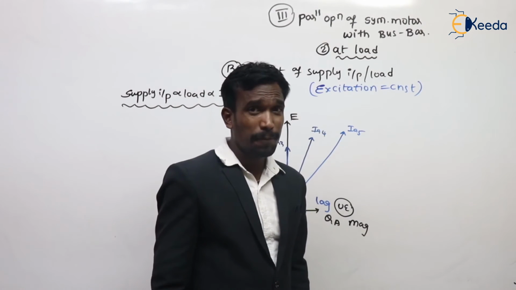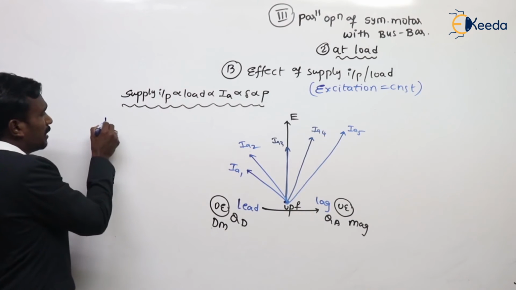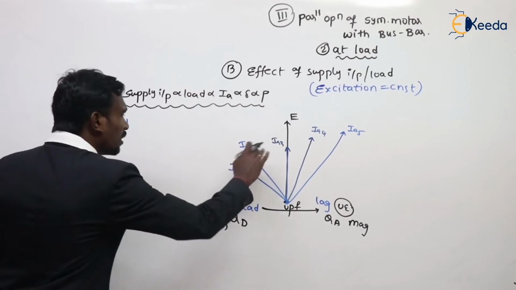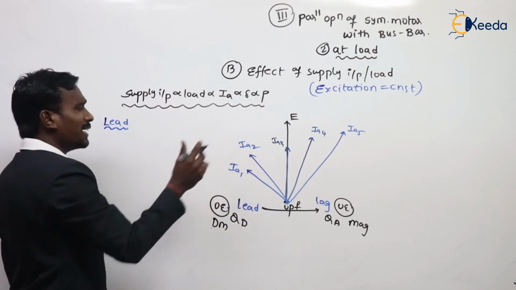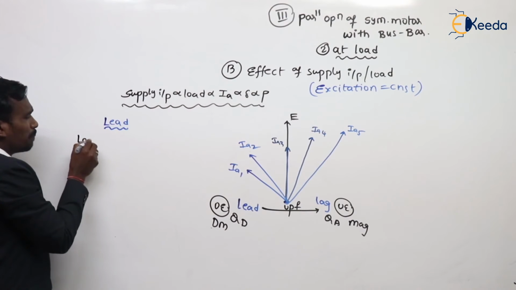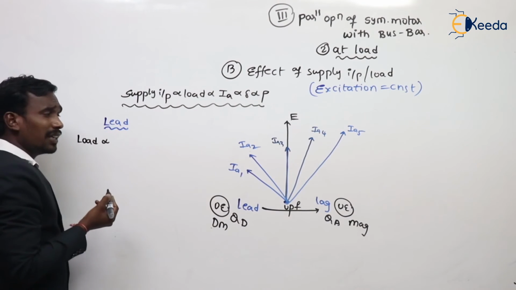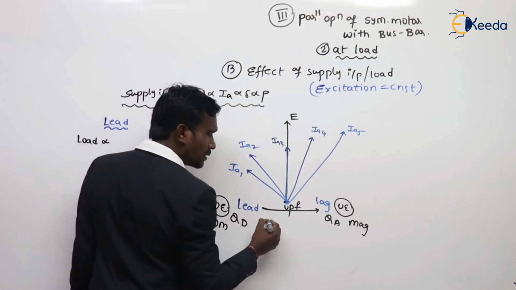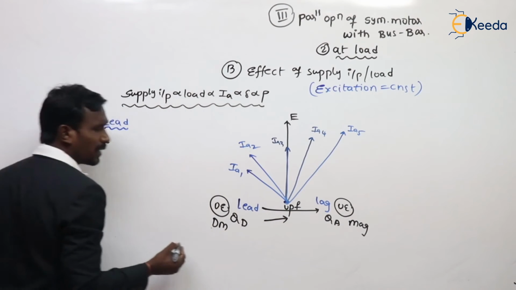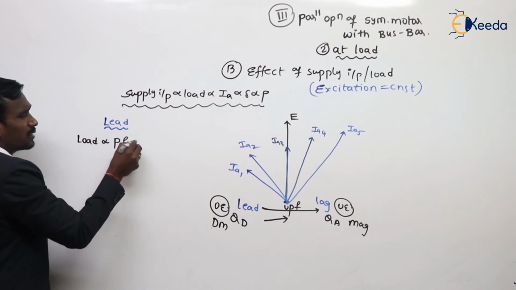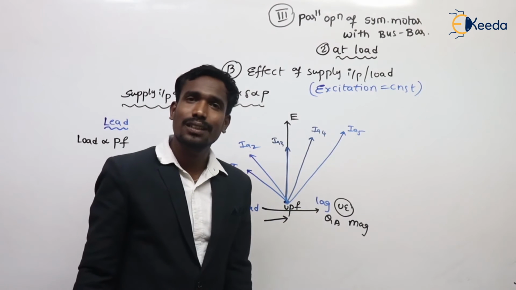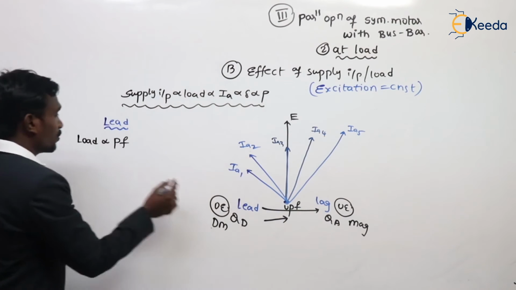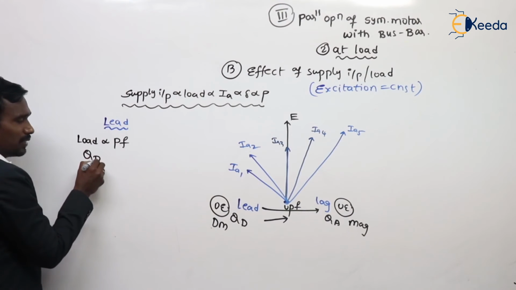Let's see, first for leading load. For leading load, when the load increases, IA increases, of course. When the load or supply increases, what happens to power factor? When the load increases, it goes from leading to unity power factor. So the power factor is directly proportional to load. This is very simple, right? Yes or no? Next, what happens to reactive power?